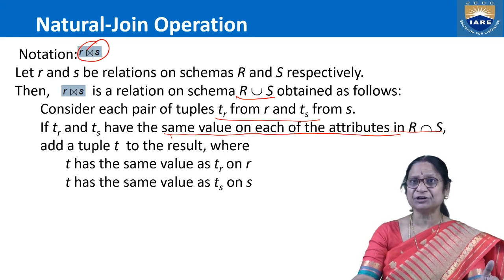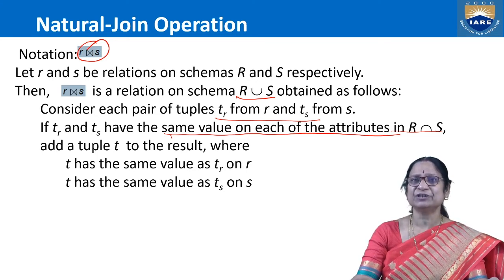If there are no common attributes in the natural join, the result of the natural join is the same as the Cartesian product. No common attributes means no common values.